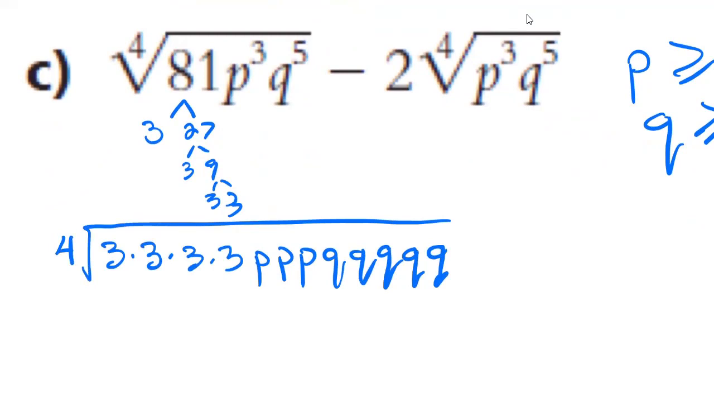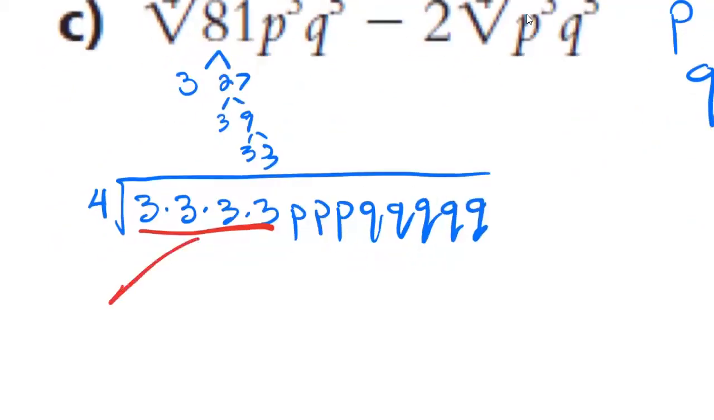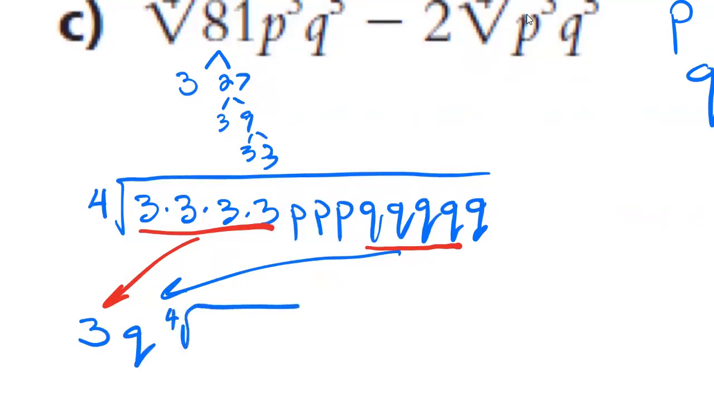Because we're doing the fourth root, we look for groups of 4. There's a group of 4 3's. This 3 gets kicked out. I do not have a group of P's that is 4, so that stays. I have a group of 4 Q's. One of those Q's gets kicked out. Oops, wrong color, sorry. And I'm left with the fourth root of, what do I have left? P cubed and a Q.